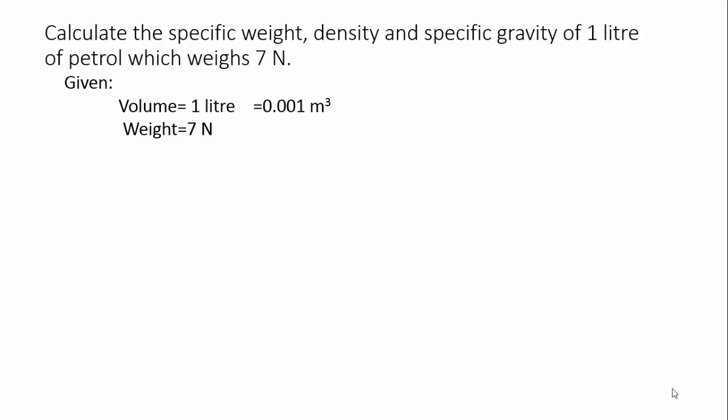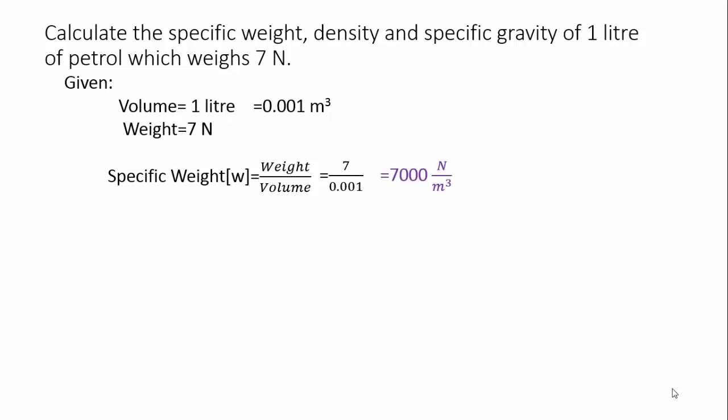First we have to find out the specific weight. We know the formula for specific weight, that is weight by volume. We know these two things. So simply substitute the value of weight and volume, that is 7 Newton divided by 0.001, that is equal to 7000 Newton per meter cube. The unit of specific weight is Newton per meter cube. This is one answer.